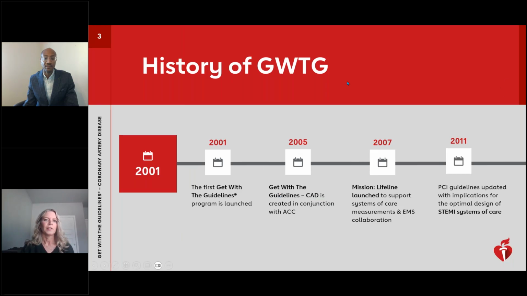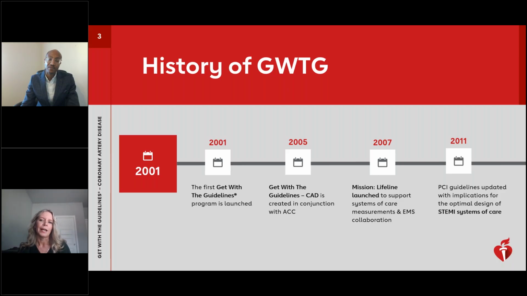A little bit more about the history. We have highlighted just a few areas. In 2001, the first Get With the Guidelines program officially launched, and that was actually Get With the Guidelines Stroke. This was followed by a coronary artery disease registry and program in 2005, which was created in conjunction with the American College of Cardiology. In 2007, Mission Lifeline reporting was added to the registry, which allowed for a systems of care approach and measurements, as well as collaborating with pre-hospital providers.